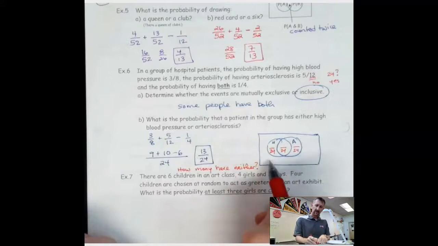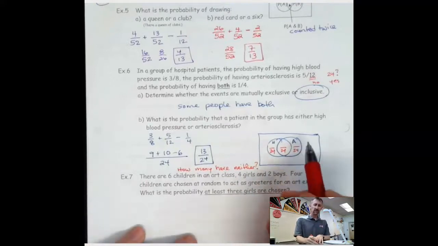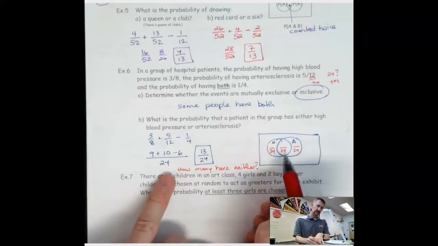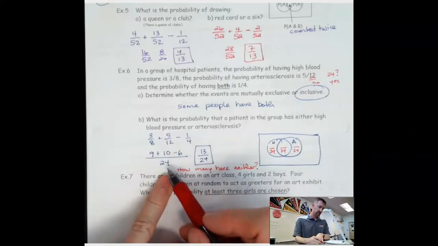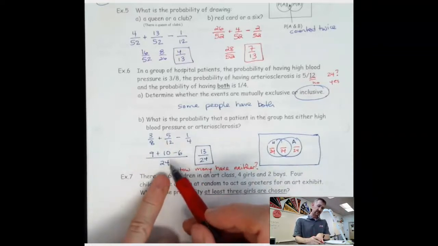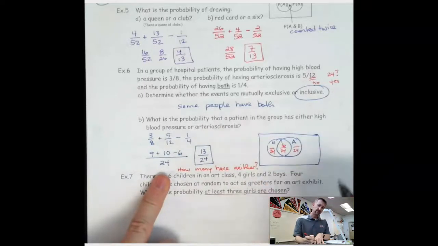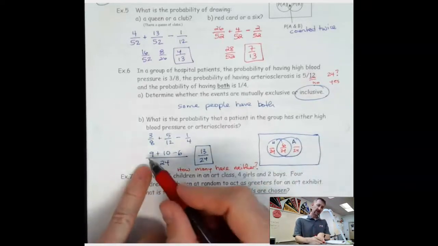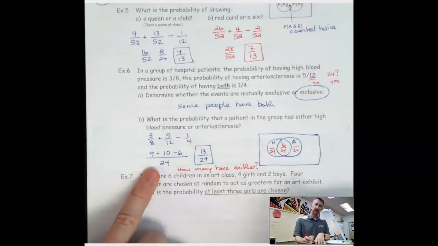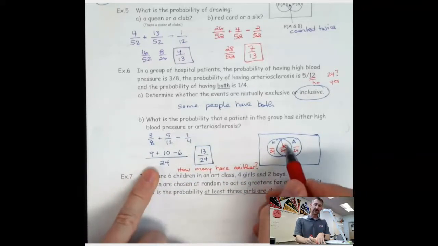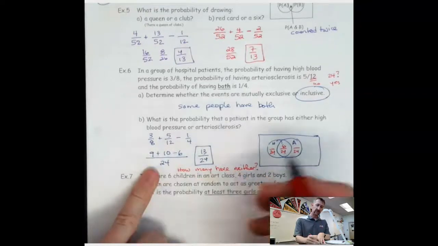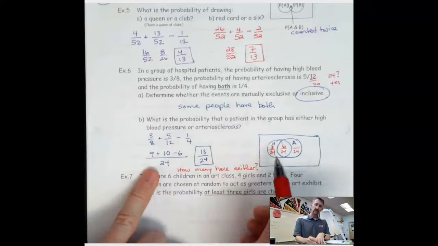Well, that would be the stuff out here. And the best way to find that would be to fill these things in like this. So there were 6 out of 24 who had both. Okay? And there were 9 out of 24 that just had high blood pressure. So I've already got 6 of those people in there, so the remainder of those 9 would be out here. So 3 people just have high blood pressure.